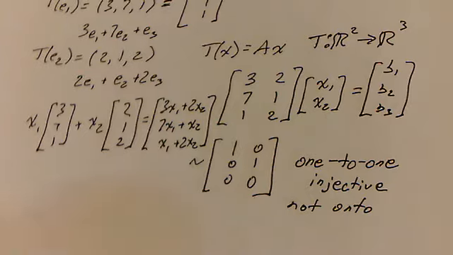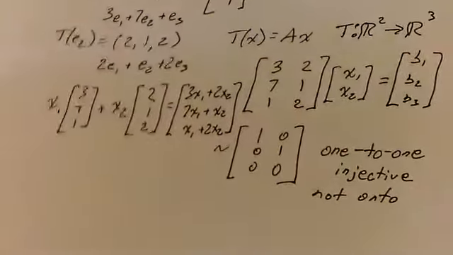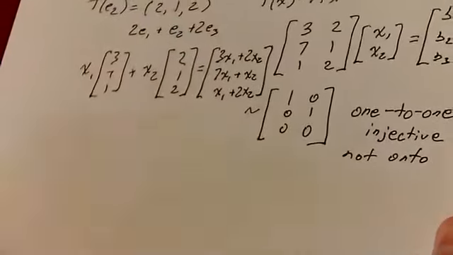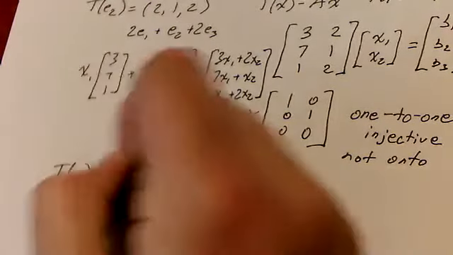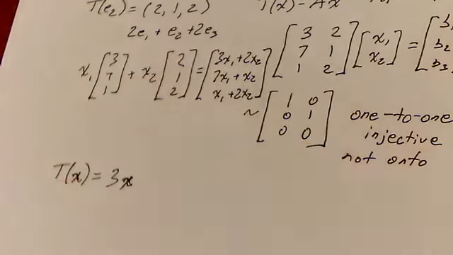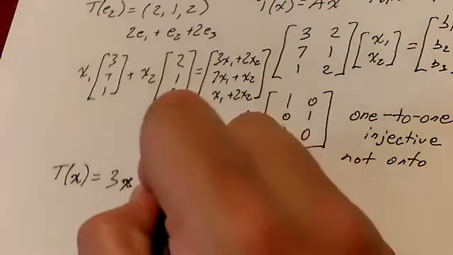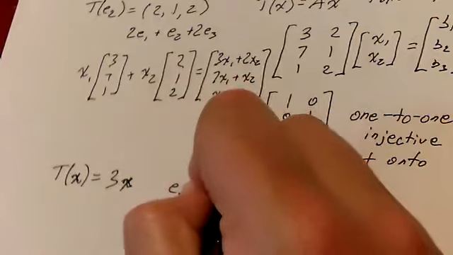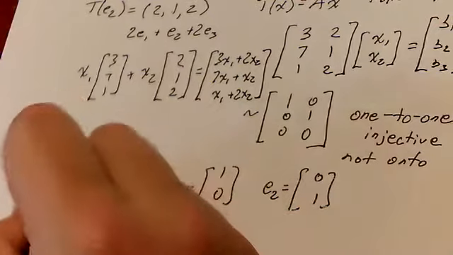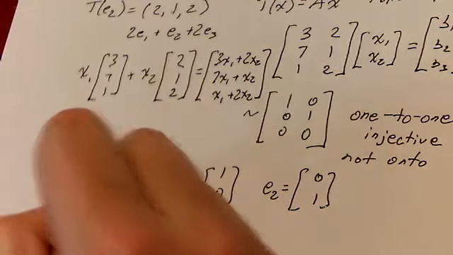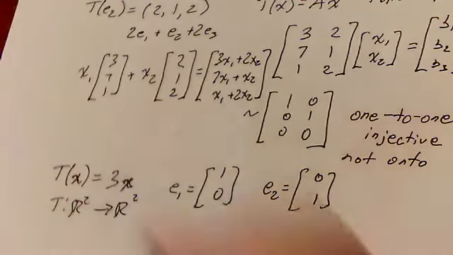So let's consider a transformation that we're familiar with from algebra. Let's think about a stretching or dilation transformation. If I have T of x, and remember x here is a vector, equal to 3x. Again, remember x is a vector, and we're doing this dilation transformation. Well, I know what E1 is. E1 is (1, 0) and E2 is (0, 1). We're doing this in R2, so T is a transformation that goes from R2 to R2.